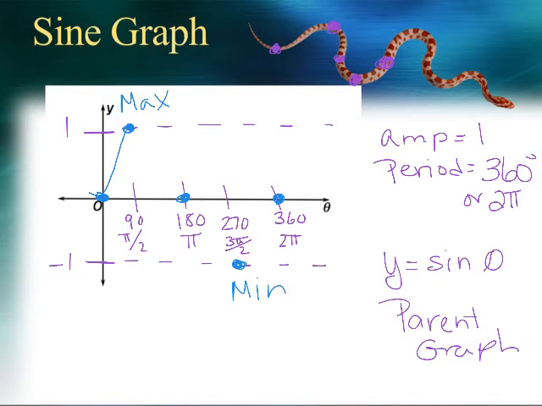So there you go. And once again, remember these are curves. So these would just keep curving. Okay? So that's the parent graph.